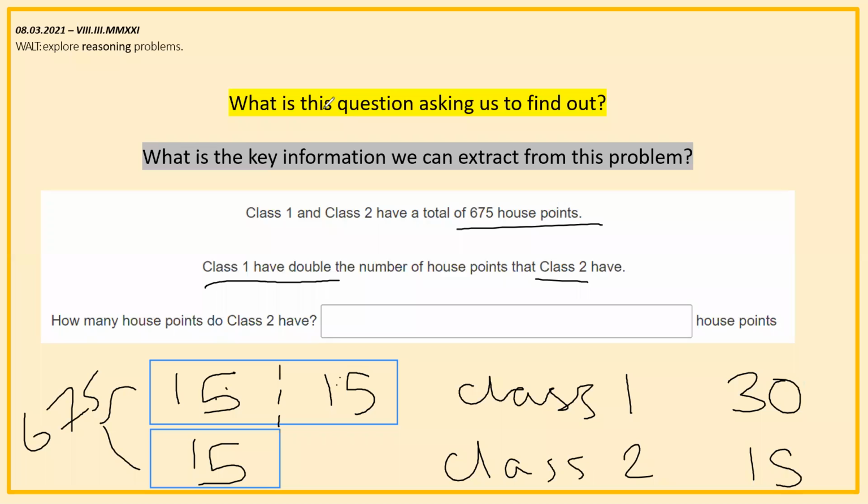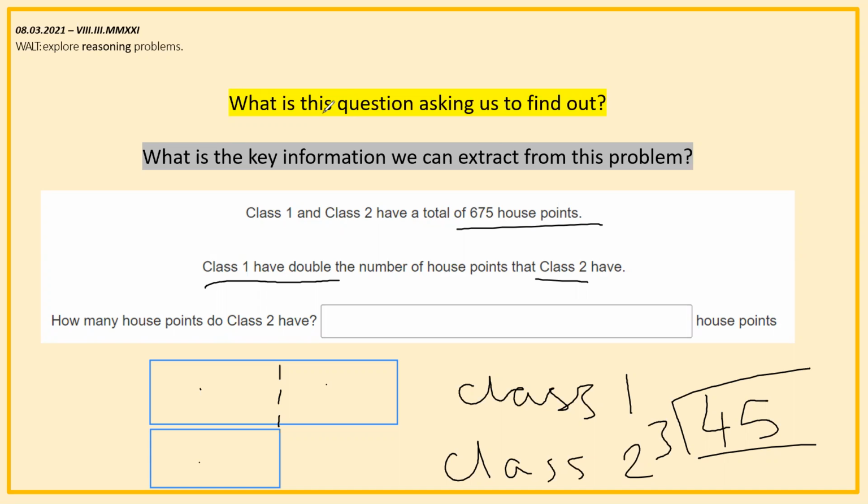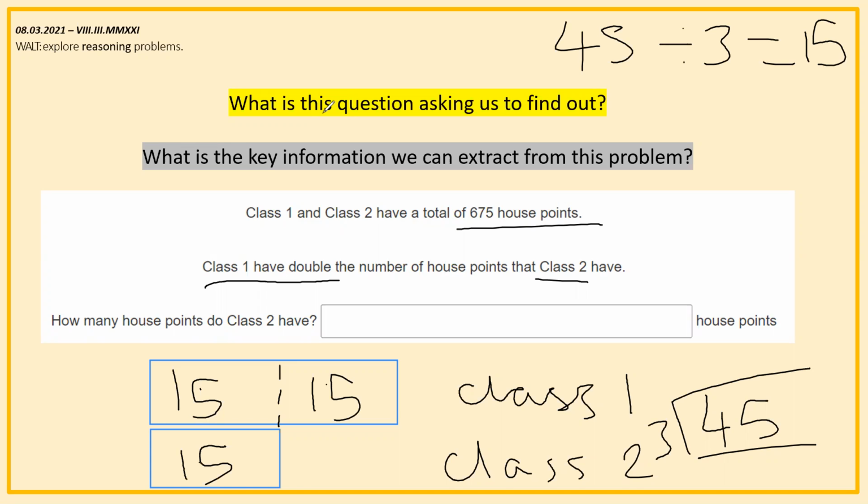So if we're looking at an amount in total, if we keep those same numbers, and I say to you that in total we have got 45 house points, we need to do 45 divided by 3 because we have got 3 equal parts. I'm not going to use the formal method for that. So 45 divided by 3 equals 15. So again, I know that each box would have 15.